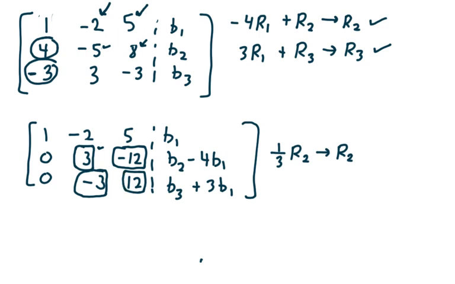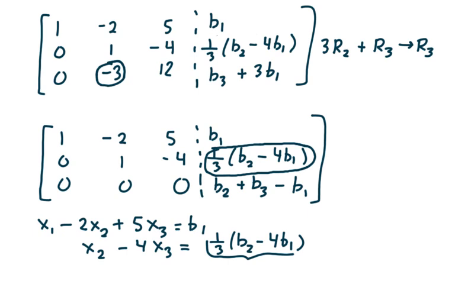Okay, now from here, I'm going to take 1/3 of row 2 and put the result back into row 2. And that's going to turn that 3 into a 1. And remember, that's called the leading 1. So when I do that, I get the matrix 1, negative 2, 5, b1. Then 0, 1, negative 4, and then 1/3 of b2 minus 4b1. And then in the last row, we get 0, negative 3, 12, and then b3 plus 3b1.